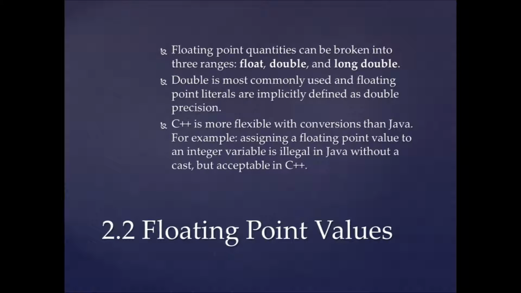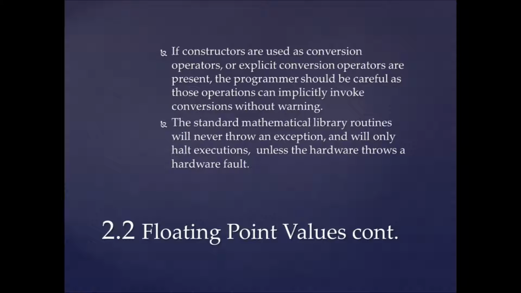For example, assigning a floating point value to an integer variable is illegal in Java without a cast, but acceptable in C++. If constructors are used as conversion operators, or explicit conversion operators are present, the programmer should be careful as those operators can implicitly invoke conversions without warning.